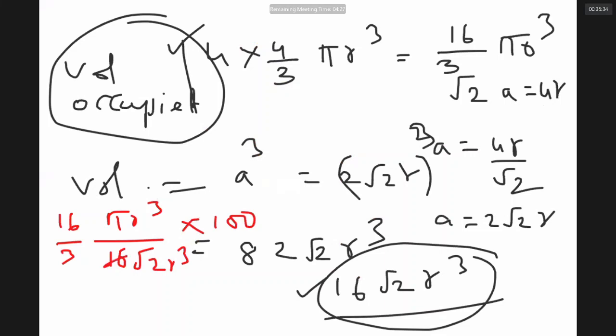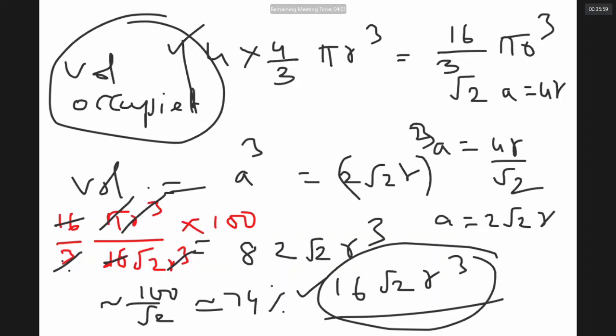So the 16 and 16 get cancelled. And if I simplify it, pi means 3.14, so pi and 3 can be approximately cancelled. R cube can be cancelled. Nearly it is 100 by root 2, which is nearly equal to 74%. Therefore, in a face-centered cube, space occupied corresponds to what percentage? 74%. So the simple cube or face-centered cube, which is more efficient?